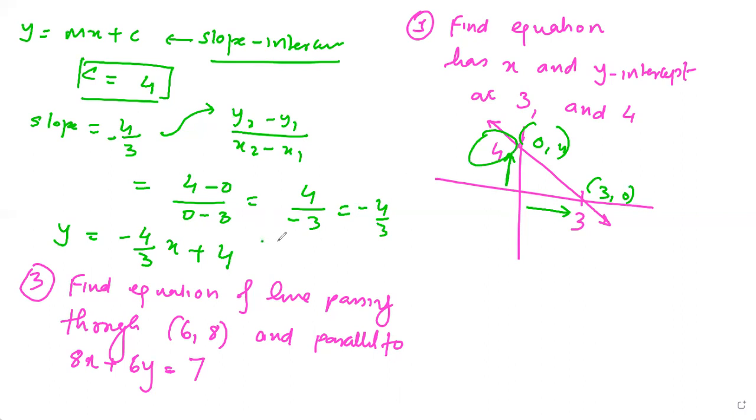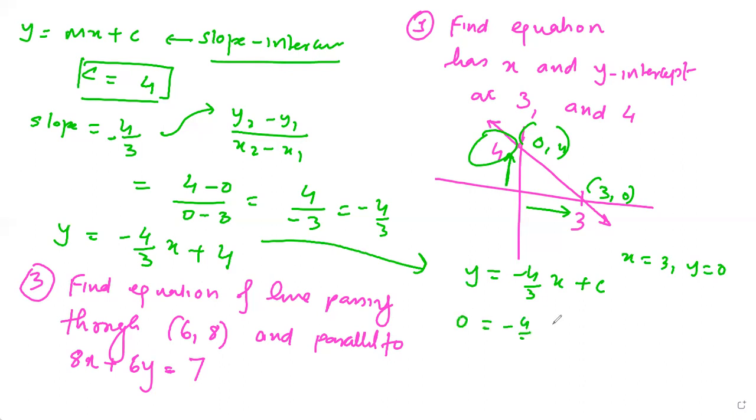Or if you are still not clear about how to find c, you can plug in the m value here. So it'll be negative 4 over 3x plus c. And you can substitute any coordinate, either (3, 0) or (0, 4). If I take x as 3 and y as 0, you'll see that you get c as 4 again. So 0 equals negative 4 over 3 times 3 plus c. So the 3 and 3 cancel, and you get c as positive 4.